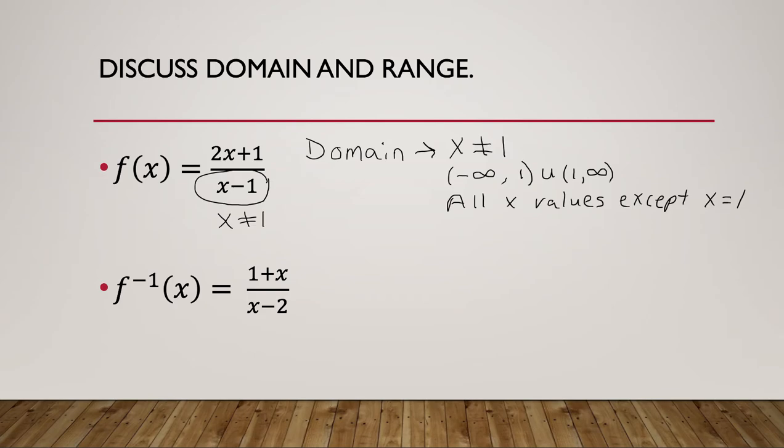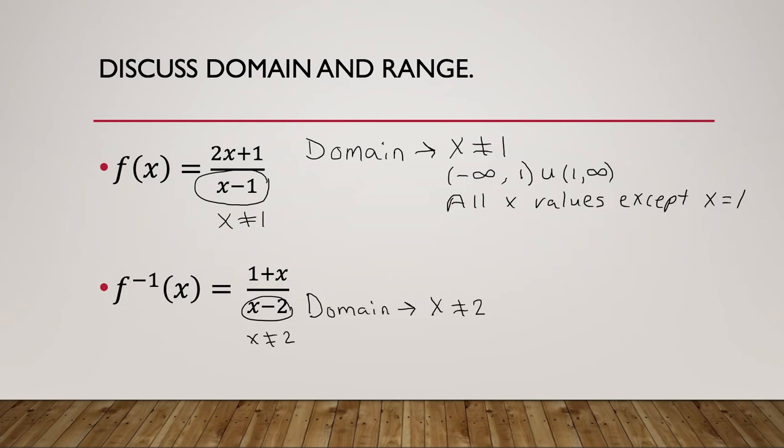All right, so I'm going to come down to my inverse function, and I'm going to do the same thing. Let's talk about the domain for this function. Again, I'm looking at the denominator of my fraction, and I'm saying to myself that x cannot equal 2. Because if it equals 2, that's going to cause a 0 in the denominator, and that's going to be an undefined point on my graph. So again, write this in any way that you feel comfortable doing.